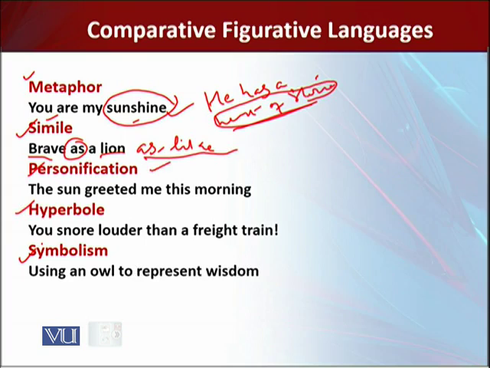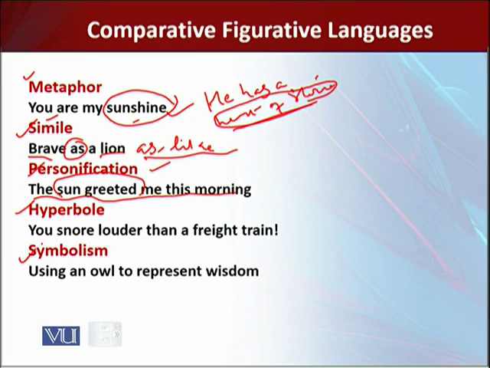Then you have personification. Personification gives human characteristics to inanimate objects, animals, or ideas. They can really affect the way the reader imagines things. Personification is often used in poetry, fiction, and sometimes in children's rhymes. The sun greeted me this morning. So it gives human characteristics to this object, the sun, because humans greet. So personification is the giving of human characteristics.